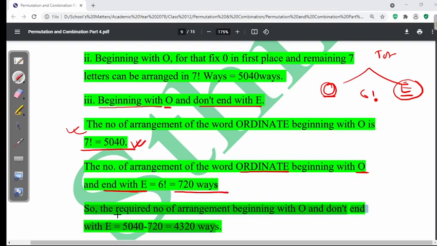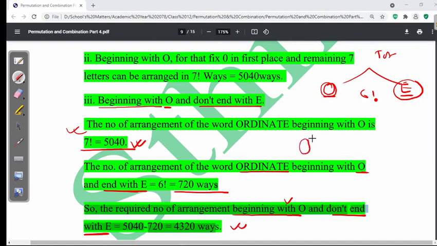But our requirement is beginning with O is okay, but do not end with E. That's why you have to subtract beginning with O and ending with E from beginning with O only. That's why the number of arrangements beginning with O and not ending with E is 5040 minus 720. This is 4320.